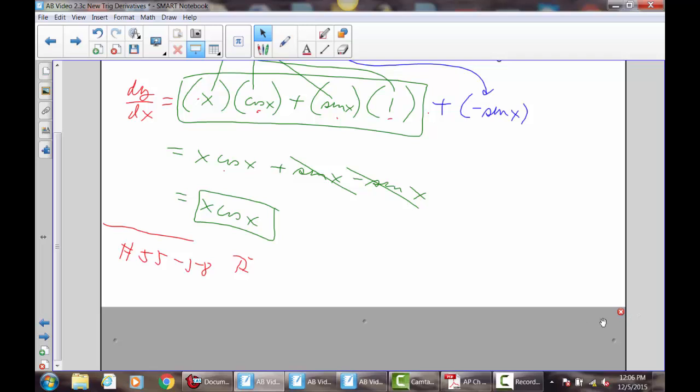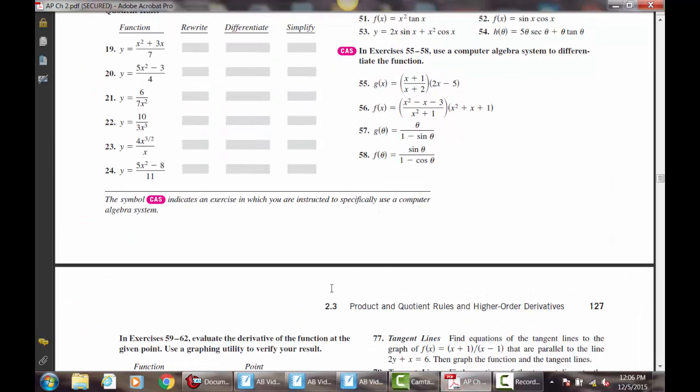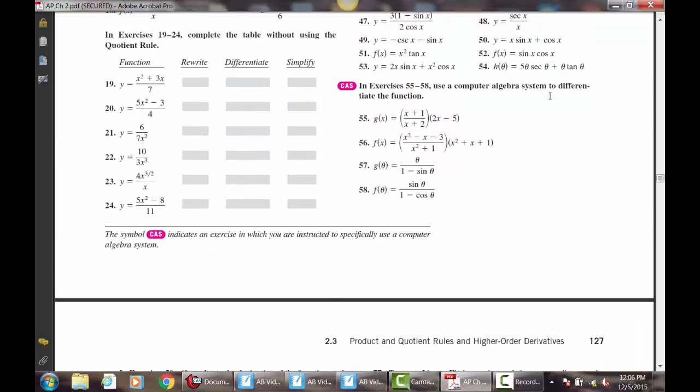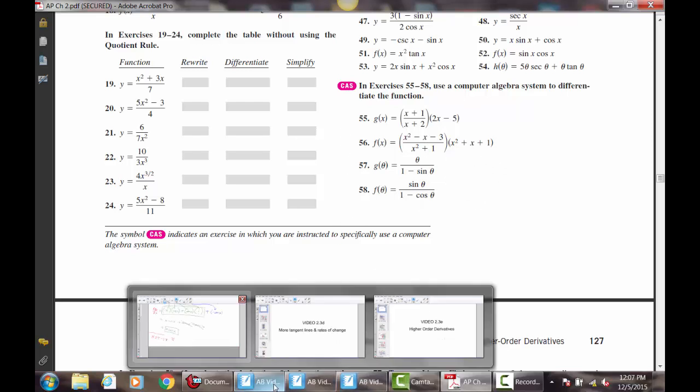Numbers 55 through 58, just so you'll see what those look like. 55 through 58 says use the computer algebra system, which is your calculator, to differentiate the function. So you'll notice this is a combination product and quotient rule, as is this. I honestly don't know why these are here, because these are very easy to do by hand. But the idea is just to find the derivative of these functions. So I don't think I need to go over that.